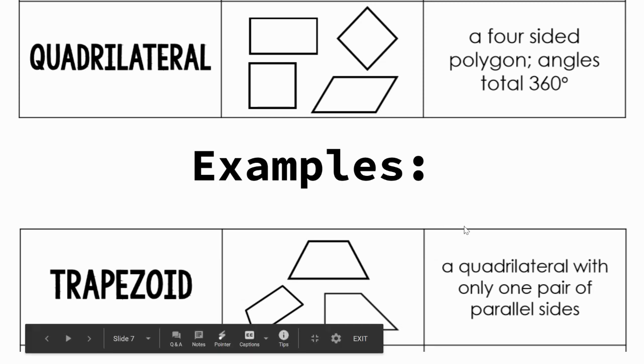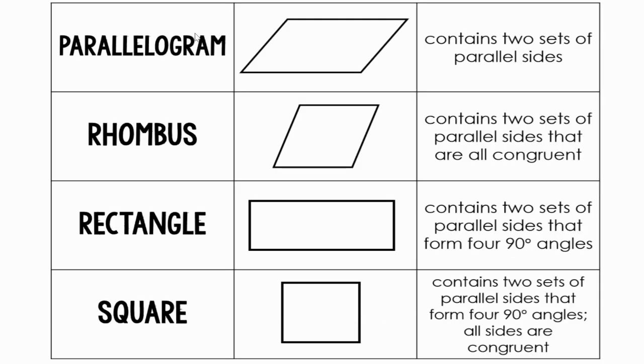A trapezoid is a quadrilateral, and it only has 1 pair of parallel sides, or sides that run straight like this. They will never run into each other. We have a parallelogram that contains 2 sets of parallel sides. This is a set, and then this is a set.